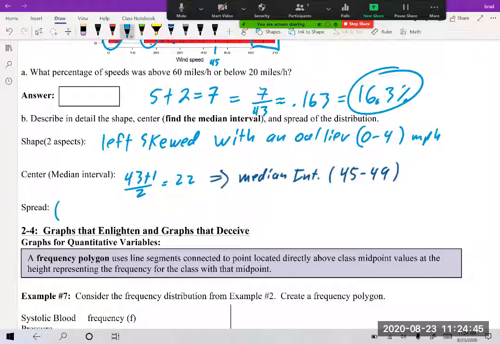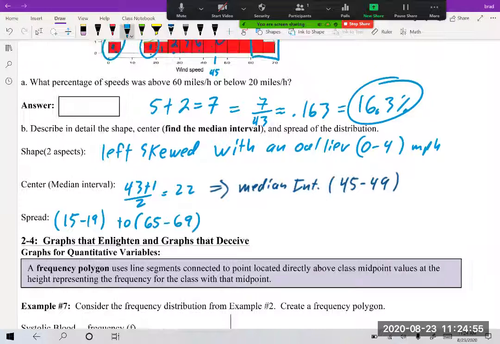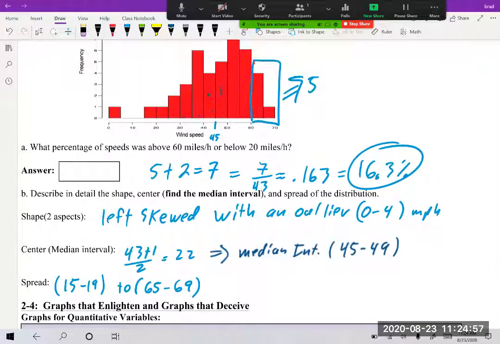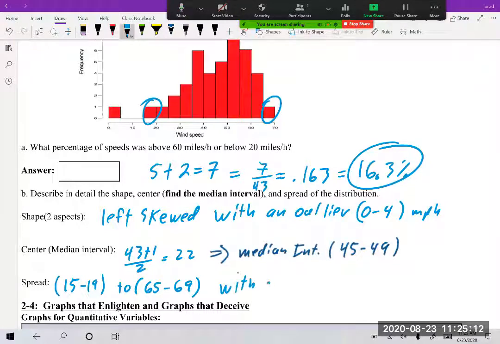So the spread, the smallest, that's not an outlier, is from 15 to 19 to 65 to 69. And all I did was I took this first category, 15 to 19, and I took this last category, 65 to 69. That's going to be my spread. And again, with an outlier, you tell somebody that's reading it why you are not including 0 to 4. Because 0 to 4 is an outlier.